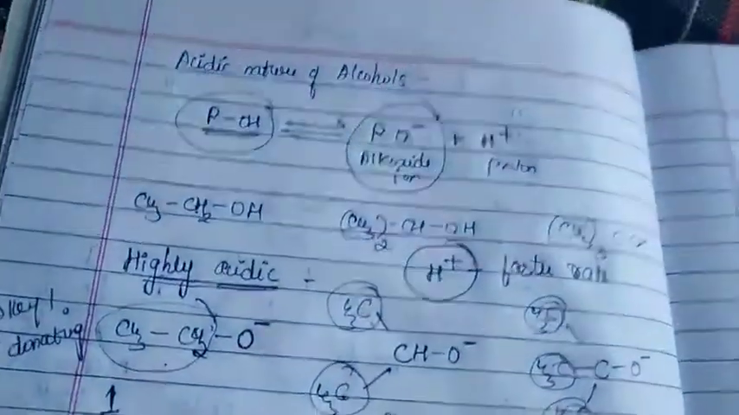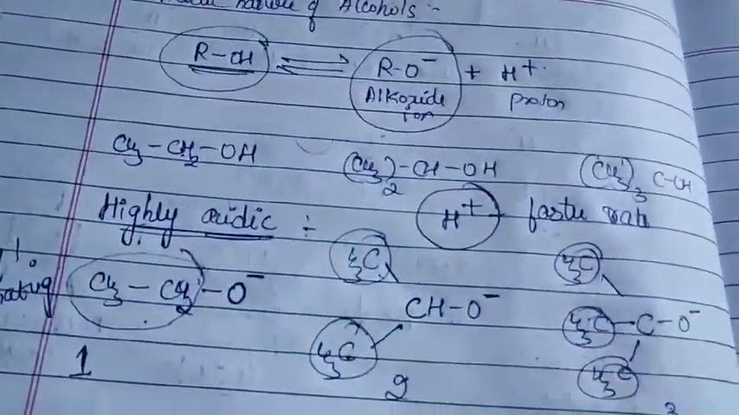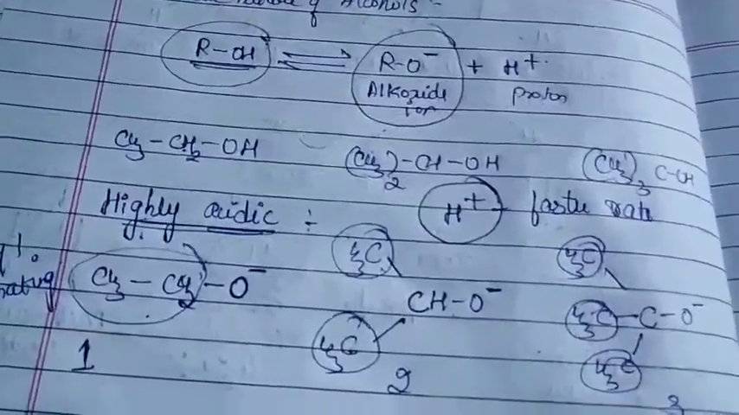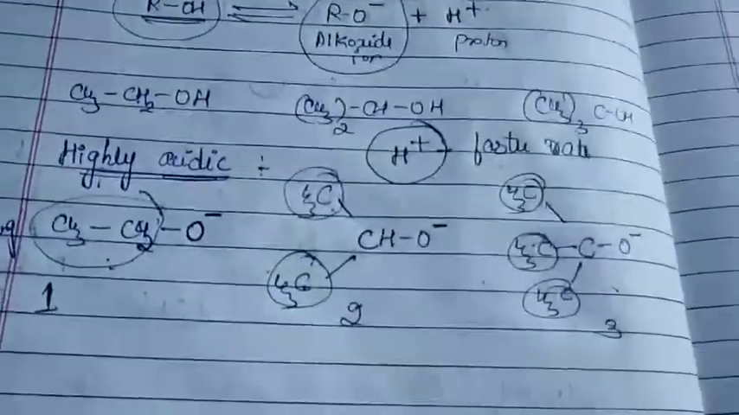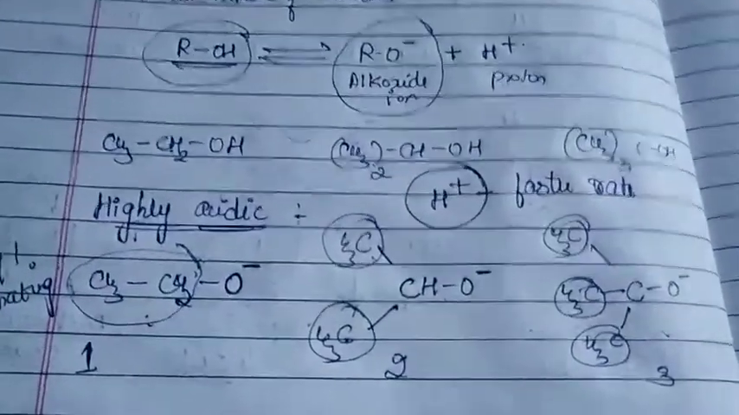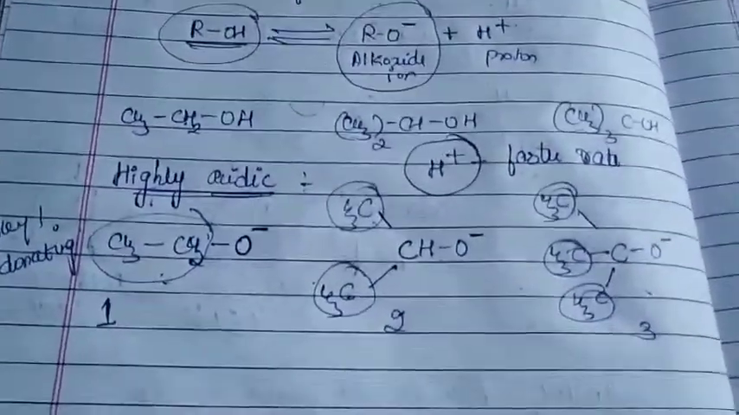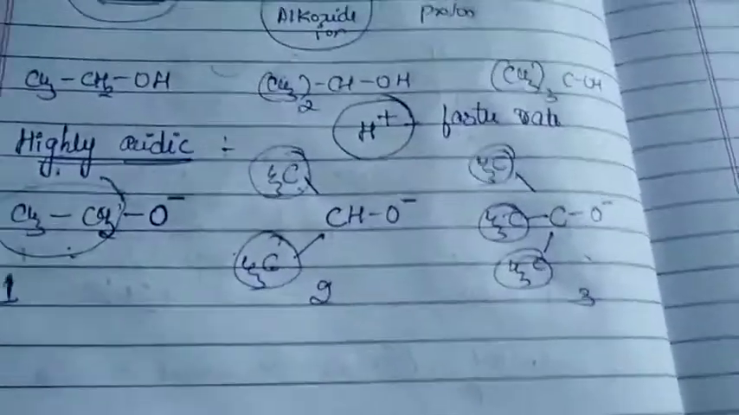What we know is that the compound which gives H plus is acidic. But when all the compounds are alcohols, now we have to see which among these three alcohols has the capacity to give H plus at a faster rate.